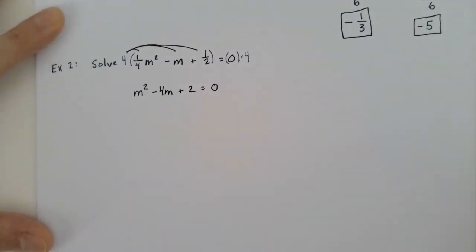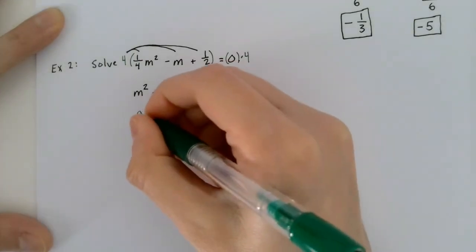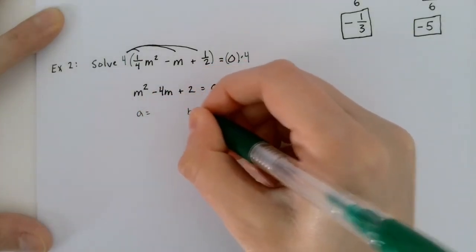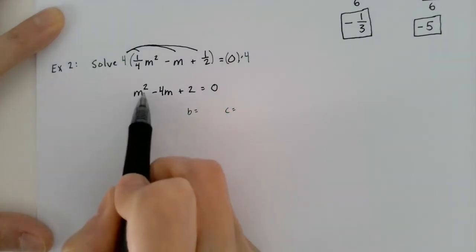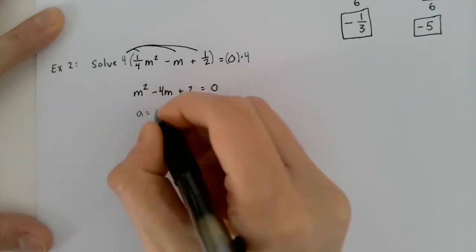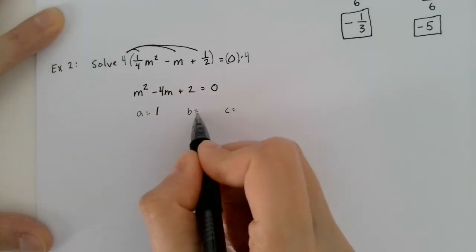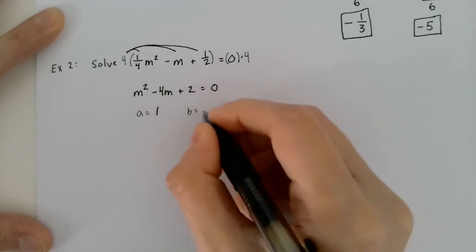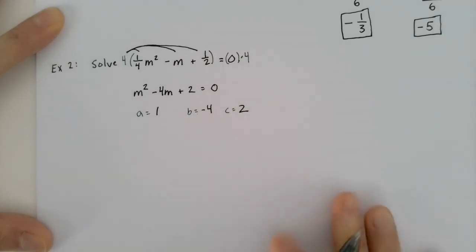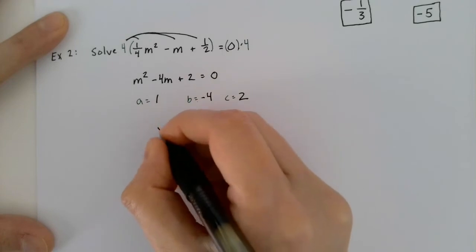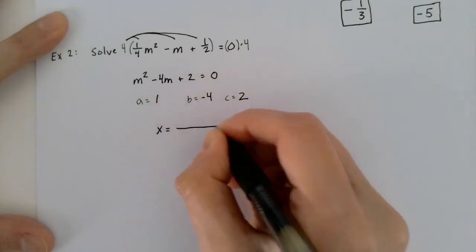So let's go ahead and figure out what we're going to plug into our quadratic formula. So we still need a, b, and c. So a is the coefficient of the squared term. In this case, that's 1. B is negative 4. And c is positive 2. All right, let's go ahead and plug into the equation.